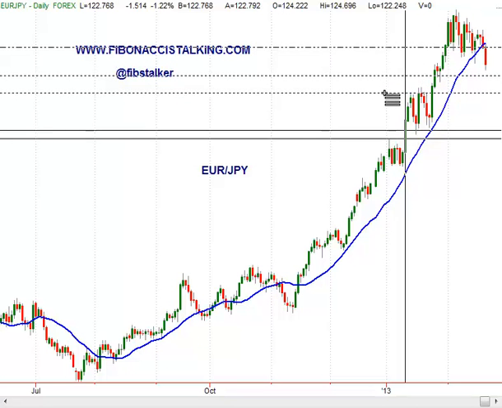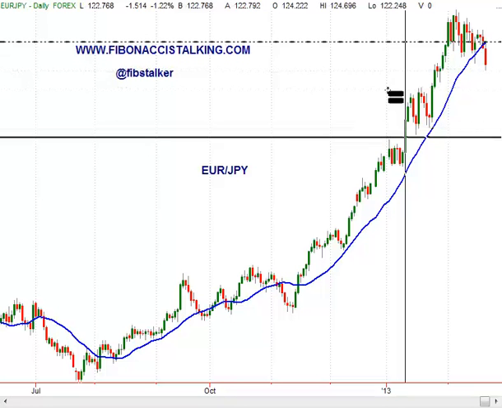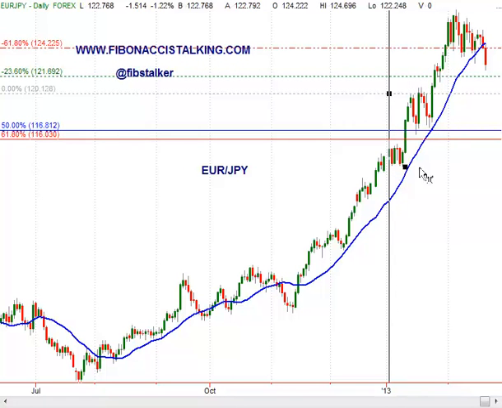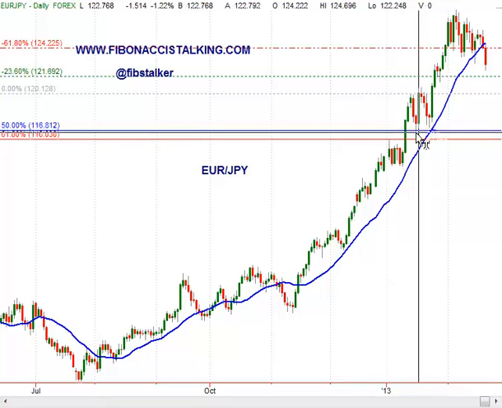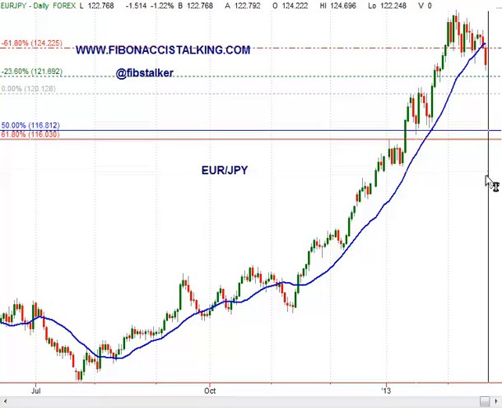And especially we had this support here, and this 116.80 supported price twice here, and then it hit the first target in 121.60 and the second one in 124.20. And I gave you these numbers in the past as well in my weekly review, FibStalker view on currencies.